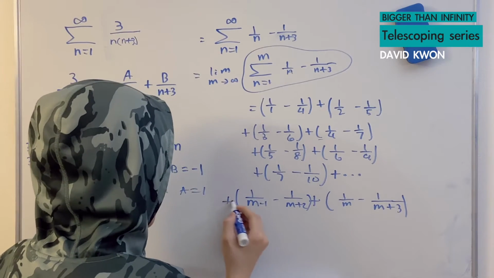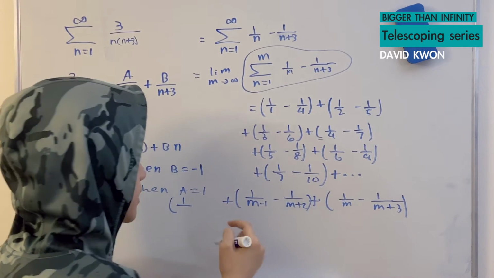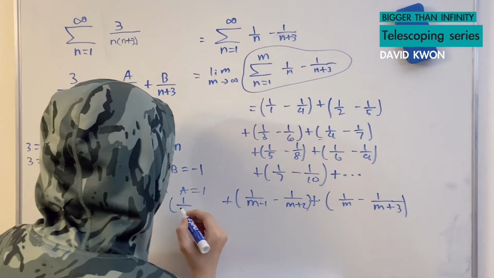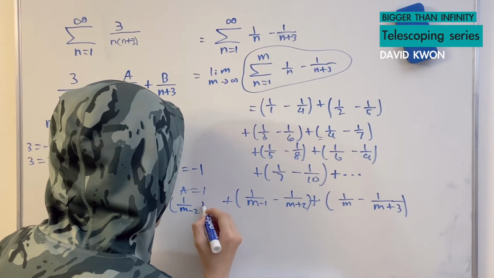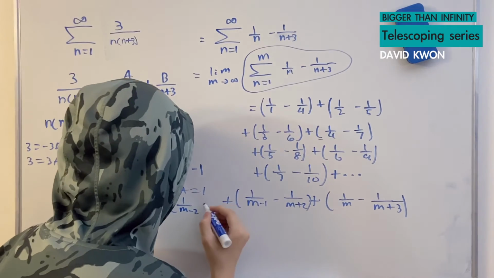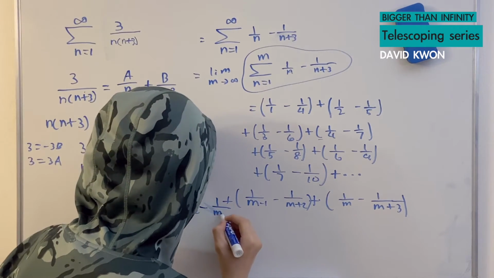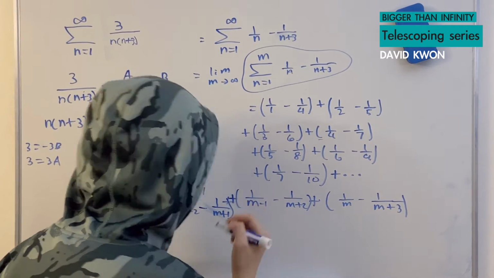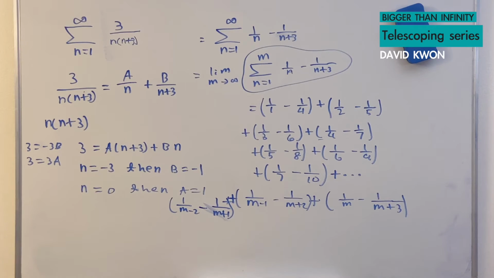Now you can see the pattern that the set before this one is going to be 1 over m minus 2 minus 1 over m plus 1. Okay, now let's figure out how things cancel off.